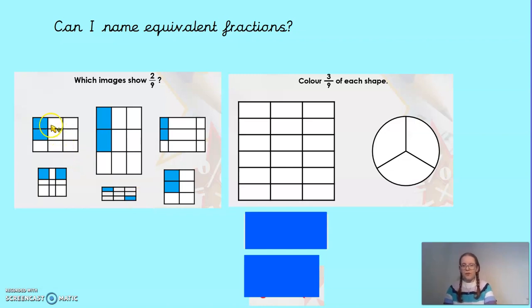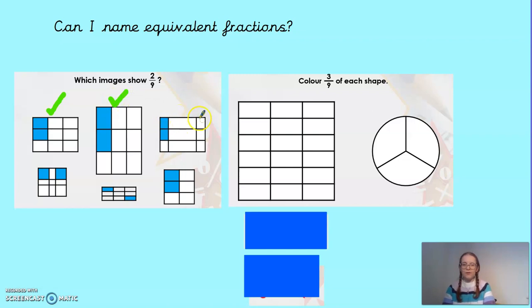All right, I'm going to start by counting up the first one. I've got 1, 2, 3, 4, 5, 6, 7, 8, 9 overall. So my denominator is going to be 9. And I've got 2 shaded in. So that one is showing 2 over 9. Okay, let's have a look at this one then. 1, 2, 3, 4, 5, 6, 7, 8, 9. And I've got 2 coloured in. Correct. Oh, that's a bit of a weird tick. Let's try that one again.